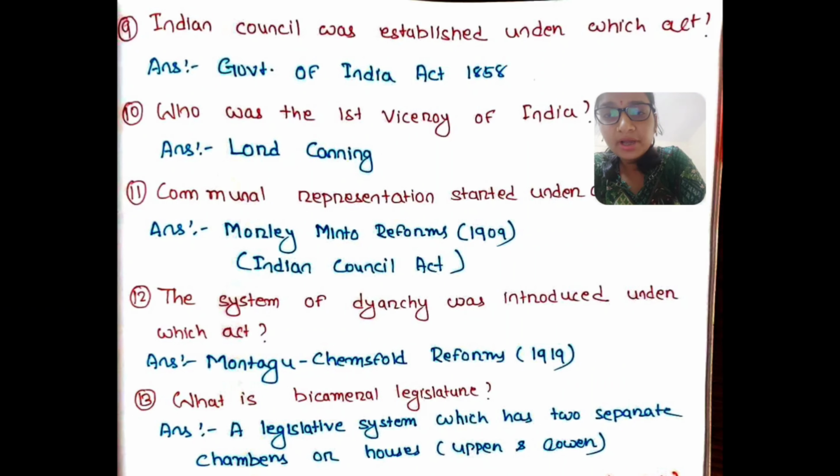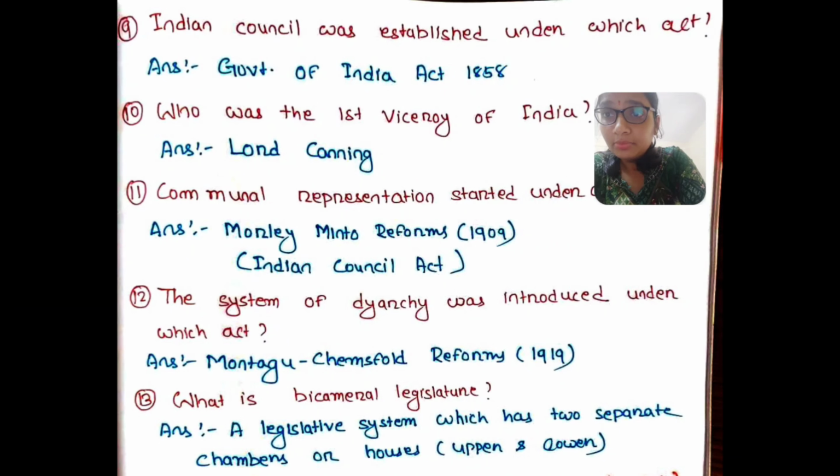Who was the first Viceroy of India? He was Lord Canning. And communal representation started under which act? It was the Morley Minto reforms, that was also known as Indian Council Act of 1909. And the system of diarchy was introduced under which act? It was the Montagu-Chelmsford reforms.